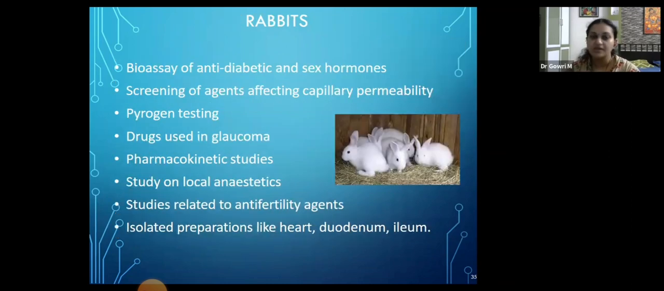Next, rabbits. Rabbits are best for bioassay of anti-diabetic sex hormones, screening of agents affecting capillary permeability, pyrogen testing, drugs used in glaucoma, pharmacokinetic studies, studies on local anesthetics, studies related to anti-fertility agents, isolated preparations like heart, duodenum, ileum. So something related to the genito-urinary system, in such cases, rabbits are the best option.